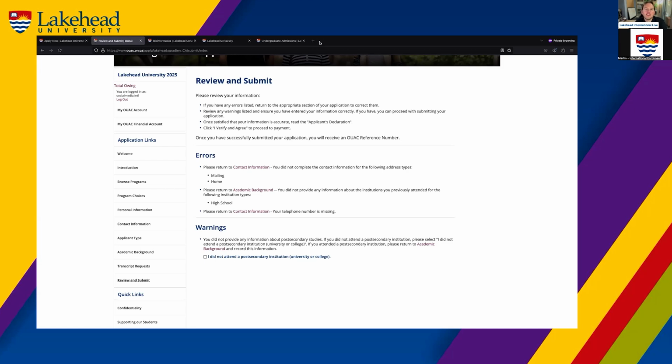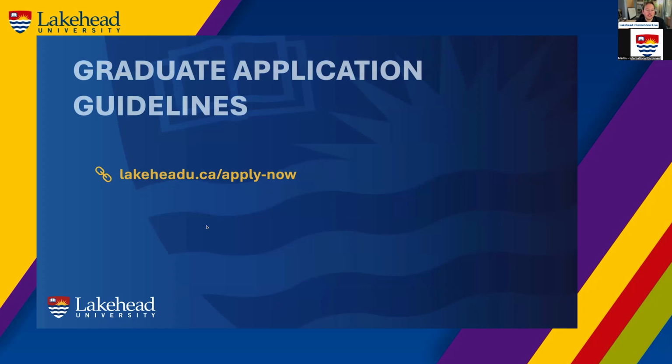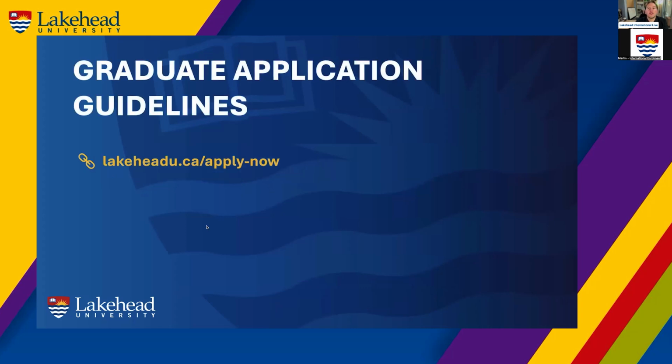So I hope that that gives everyone a better understanding of how to complete an undergraduate application. Next, we're actually going to chat a bit about the graduate application guidelines. So once again, for those viewers that are joining us now or joined us recently, if you visit lakeheadu.ca/apply-now, that's going to be the website that you can go to and access the direct application for undergraduate and graduate programs.